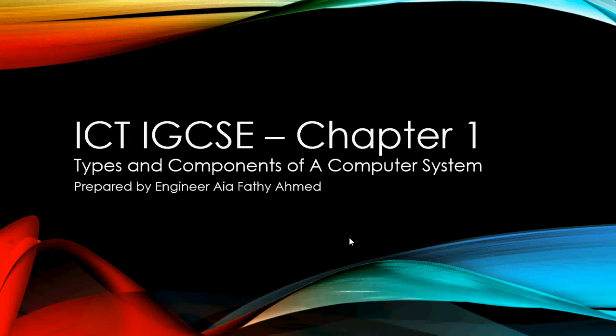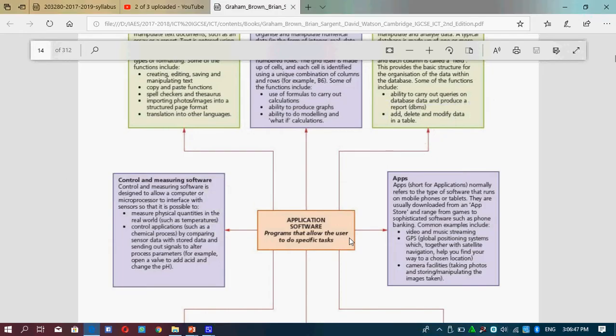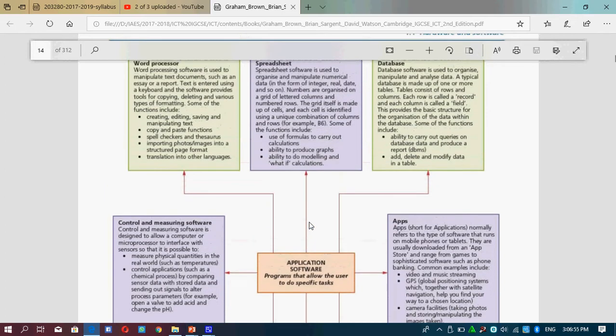Hello, this is my tutorial for you for ICT IGCSE Chapter 1, Types and Component of Computer System. In the previous video, we talked about hardware and internal hardware. In this video, we'll talk about software. We have two types of software, application software and system software. Let's start with application software.